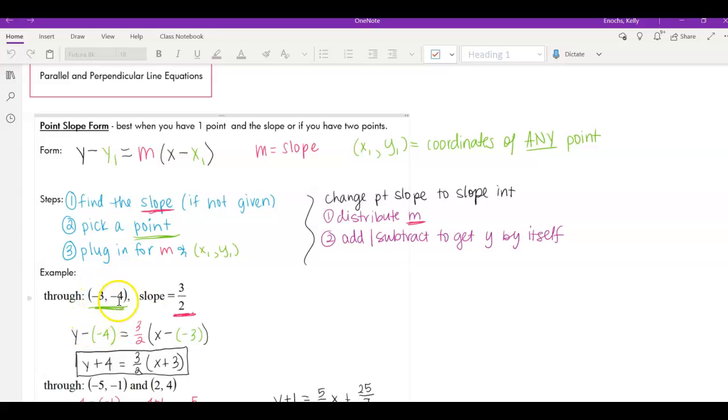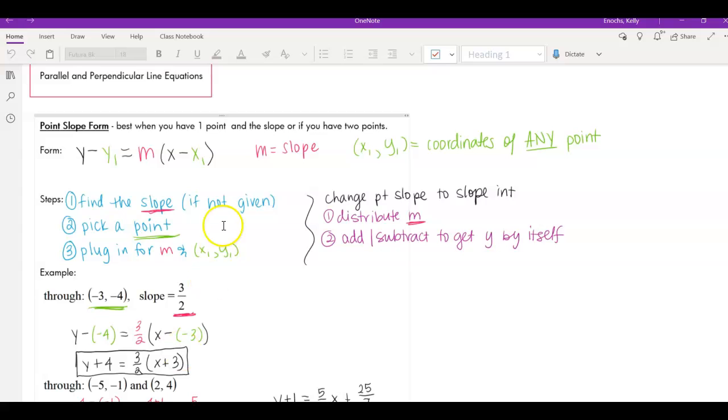So you can see that first example down here. We had the point -3, -4, and a slope of 3/2. So I'm going to plug in the y part of the point over here with the y value, and the x part of the point over here with the x value, and then put in my slope. And then the only thing I need to do is simplify those negative numbers to a plus sign. So it becomes y plus 4 equals 3/2 x plus 3.